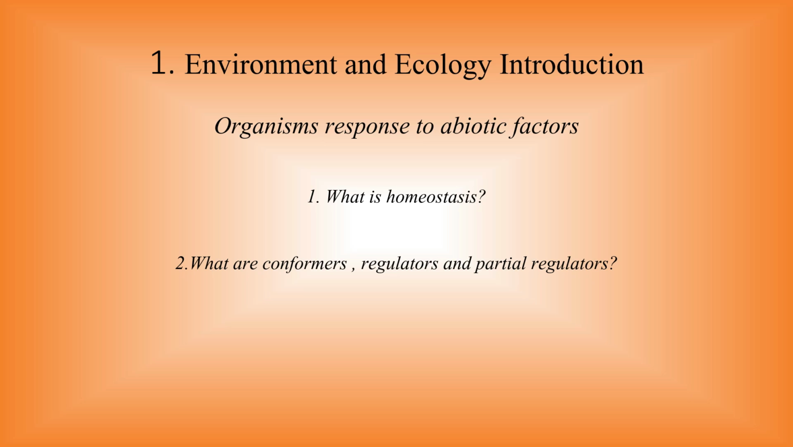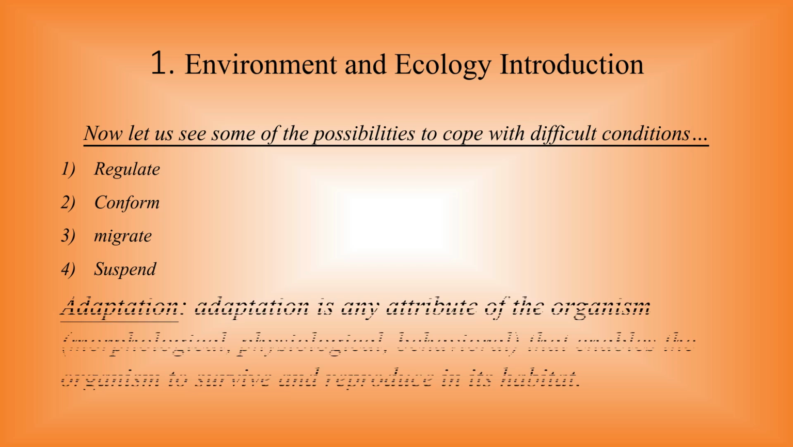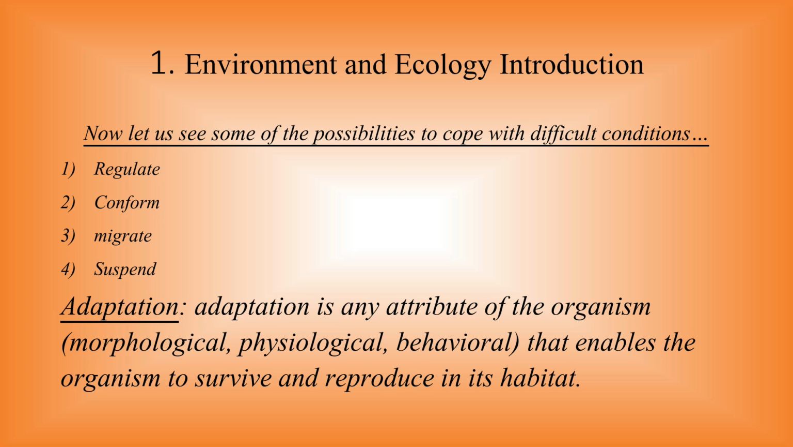Conformers move to places with good temperature for survival because they cannot self-regulate their internal temperature. Regulators use internal control mechanisms to maintain the best temperature for their body. Now we will see what the possibilities are to cope with difficult conditions. As we have seen, regulators regulate, conformers conform and migrate.